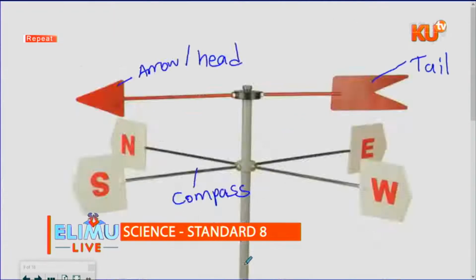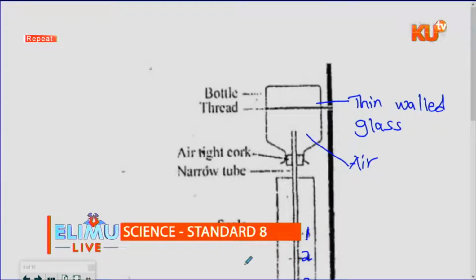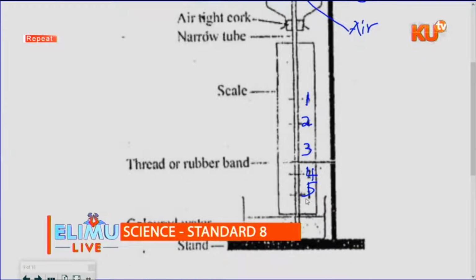Now, an air thermometer works on the principle of expansion and contraction of air. When the temperatures are high, air inside the glass bottle gets heated. Since matter expands when heated, the air will expand and when it expands, it pushes the colored water downwards. So we have colored water here. So while the air is expanding, it pushes the colored water downwards, and as colored water goes downwards, we have a higher reading on the scale.